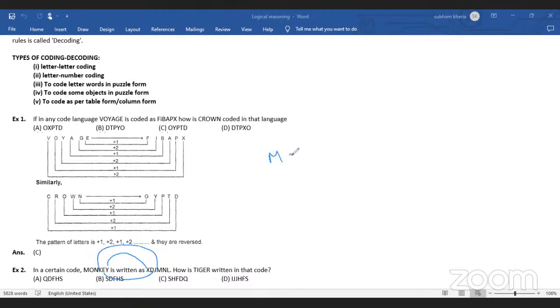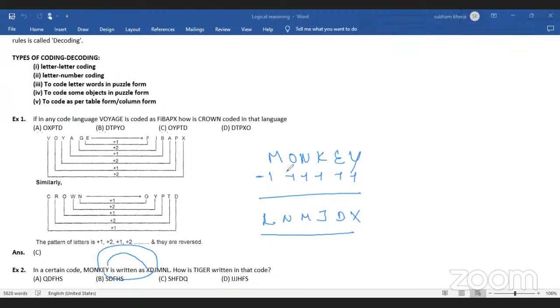Are you seeing this, guys? Monkey. What do we do with monkey? First of all, remove 1 from all. M minus 1 will be what? L. O minus 1, N. N minus 1, M. K minus 1, J. E minus 1, D. Y minus 1, X. Answer should be L N M J D X. But here it is X D J M N L.